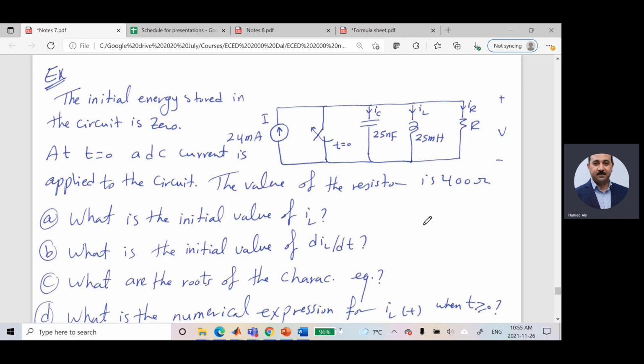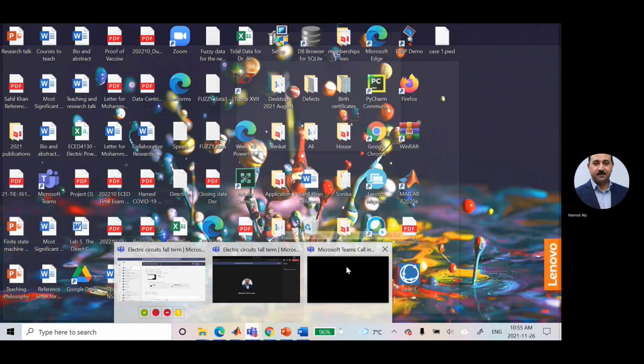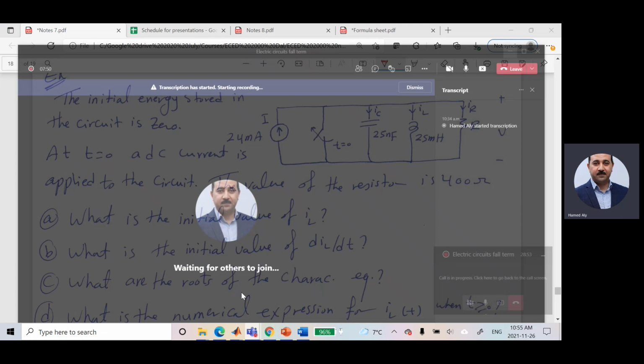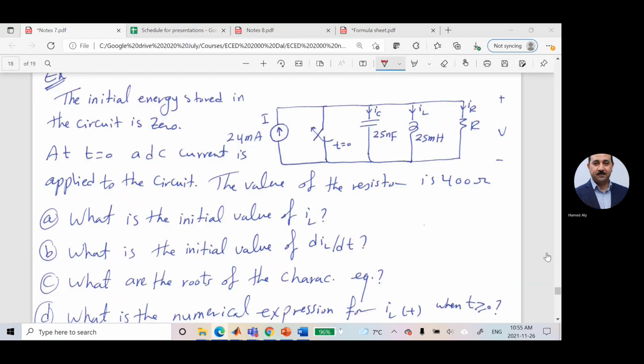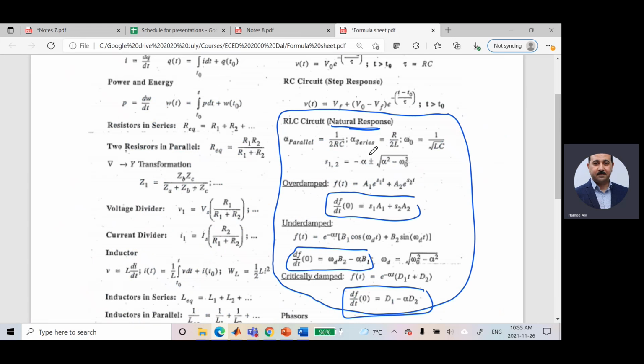And don't forget, in the formula sheet here, I gave you the equations in case of natural response. So don't forget, this is a step response. I have to add plus IF. Don't forget that. Okay? Now let us calculate alpha. Alpha is equal to 1 over 2RC, and omega is equal to 1 over square root of LC, if I would like to find them.